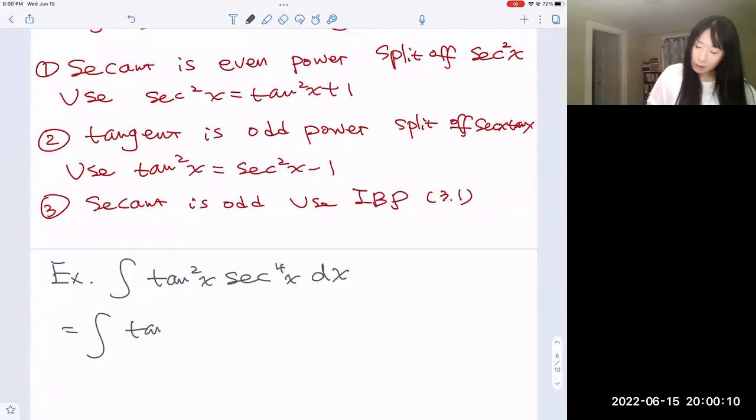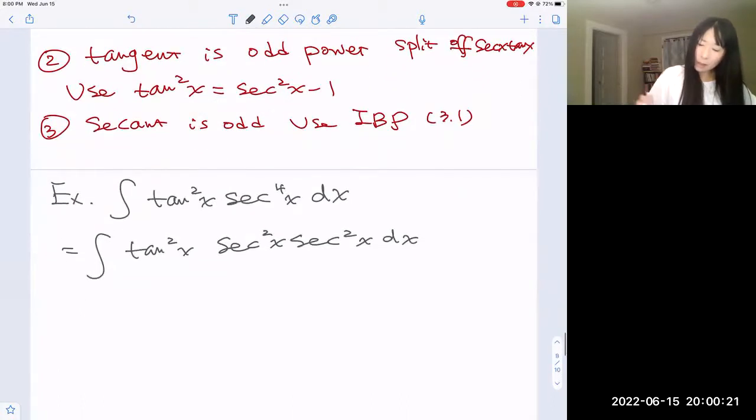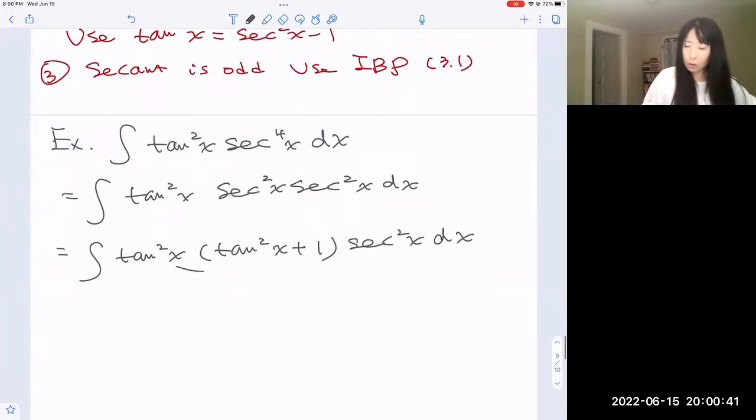We have tan square x, we do secant square x dx, okay? Now, we are using tan square x plus 1 as secant square x dx. All right. Now we do distribute.